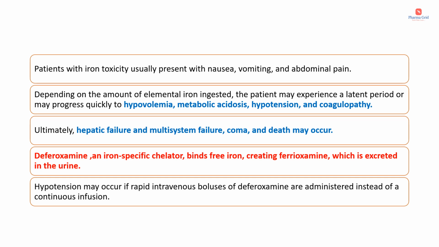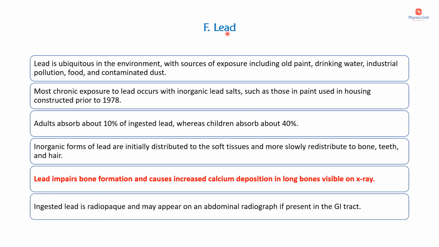It's a chelating agent. It binds the free iron and thereby creates ferrioxamine, which is excreted through the urine. Hypotension may occur if rapid intravenous boluses of deferoxamine are administered instead of a continuous infusion. Now we'll see about lead poisoning.